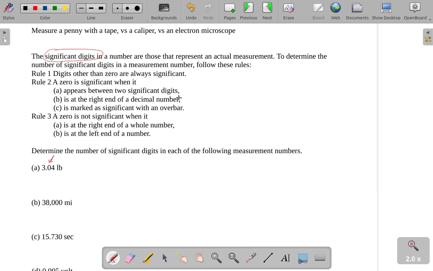If it appears at the end of a decimal number, it's considered significant. So down in example 3 here, this 0 is significant because it's to the right of the decimal place. It's at the end. Versus these ones right here, in contrast, these would not be considered significant. Although I guess that's rule 3, isn't it? Or it's considered significant if there's an overbar.